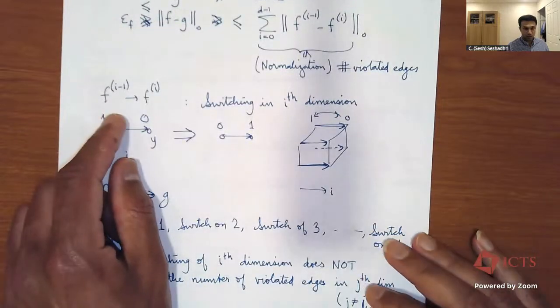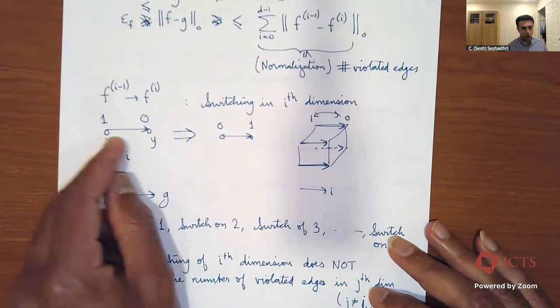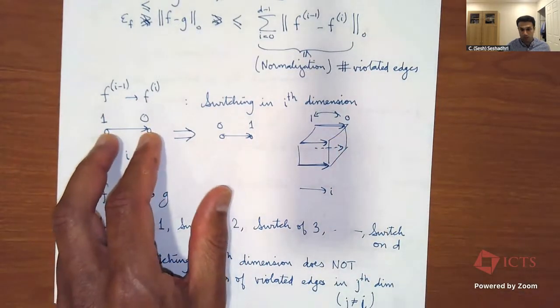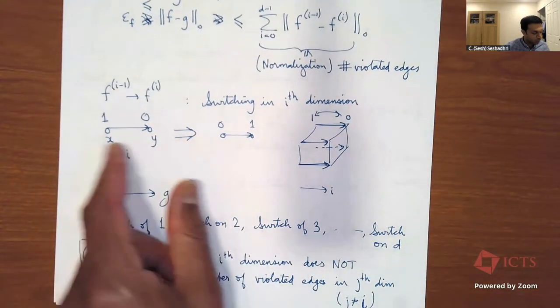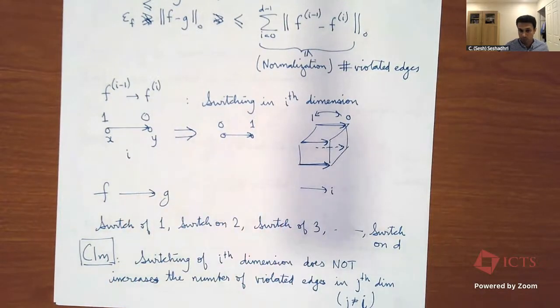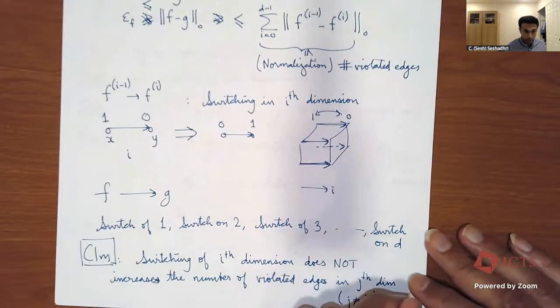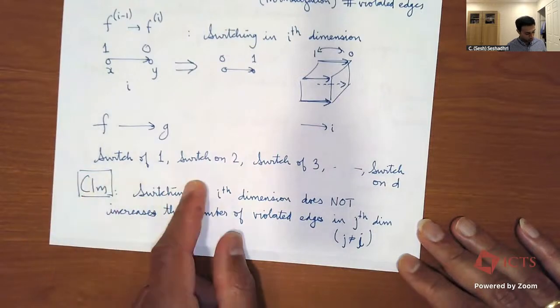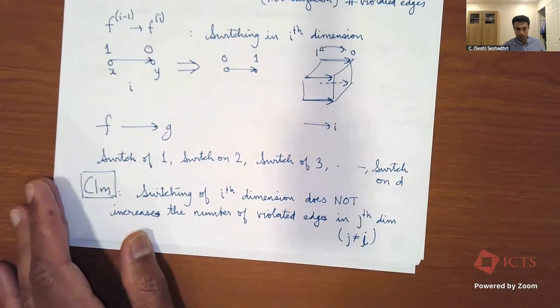So what is the switching operation? I basically look at all edges in the ith dimension, and if it's a violation to monotonicity, I switch it. Now this is actually quite interesting, that you could fix this violation by maybe making both of them zeros or both of them ones. But that doesn't work in the proof. It's actually the swapping which will make the proof work. So you swap it. And so the way to go from F to G is you switch on 1, switch on 2, switch on 3 successively all the way up to d.